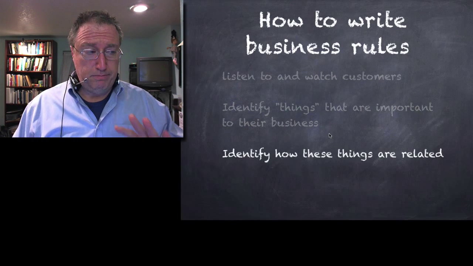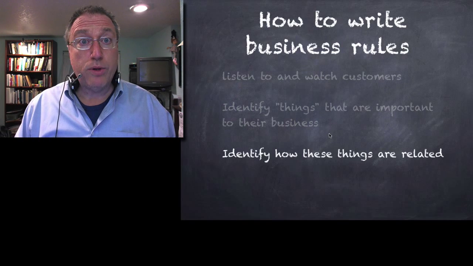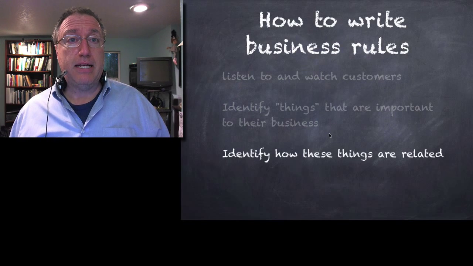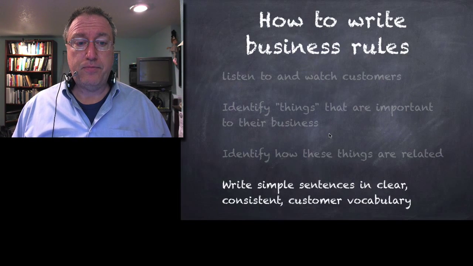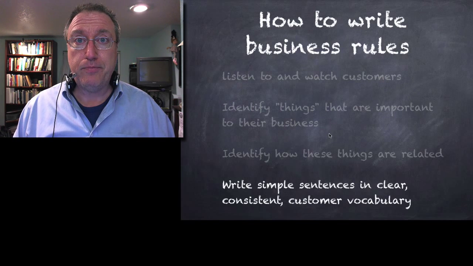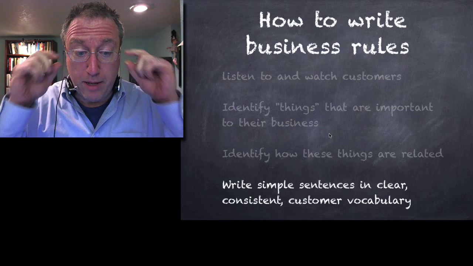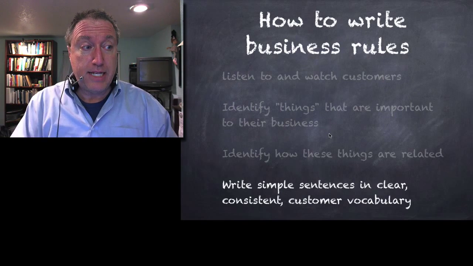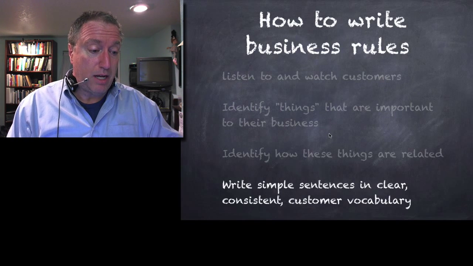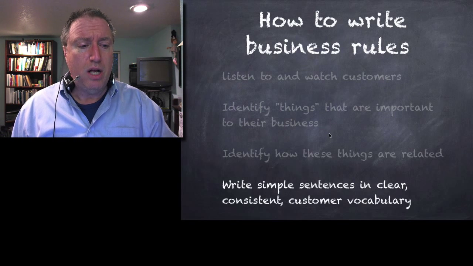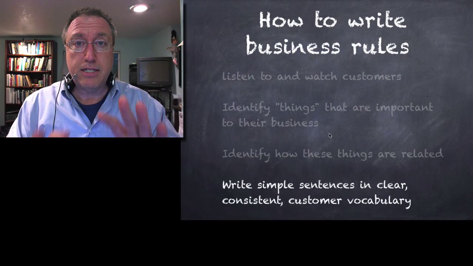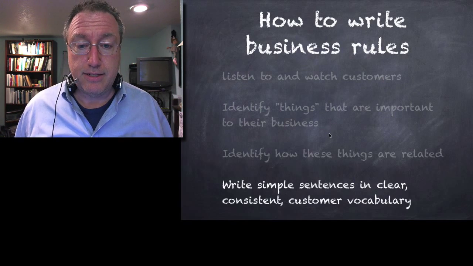Then you find out, how do these things work together? How are they related? What are their characteristics? And you make simple sentences in clear, consistent, and customer-oriented vocabulary. Why do you use the customer's vocabulary? So you can go back to the customer and say, is this right? Is this the way it's supposed to work? And they can read what you've written and say, I recognize that, yes, that's true. Or, oh no, not the way you've written it, it's more like this. So this is part of the conversation between you, the analyst, and the customer.